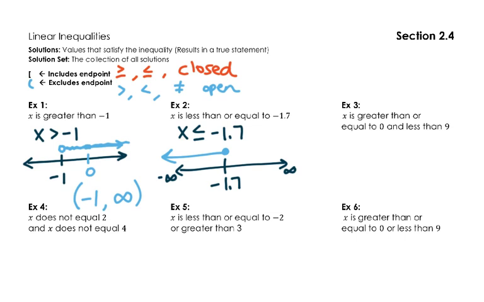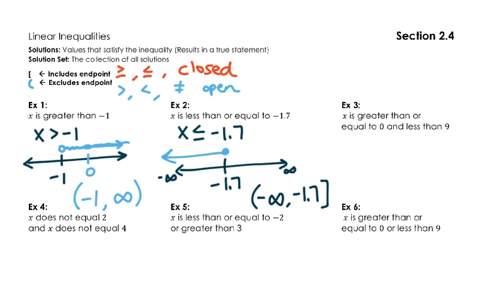And remember, for infinity and negative infinity, we are always open. So negative infinity up to negative 1.7. And should negative 1.7 be open or closed? Closed because the boundary point is included. So here is your interval notation.